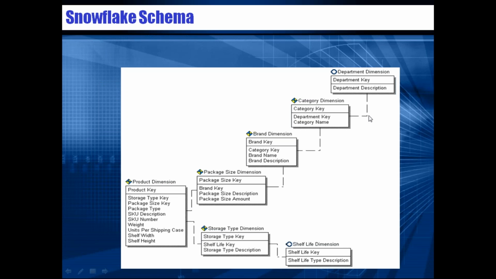So this is one of the real-time snowflakes where the product dimension, which used to have all the columns within it, got normalized and is now split into several tables with relations. Product, package size, based on package size it may differ, based on brand of the product, based on the category like departmental or non-departmental, storage type, shelf life dimension.